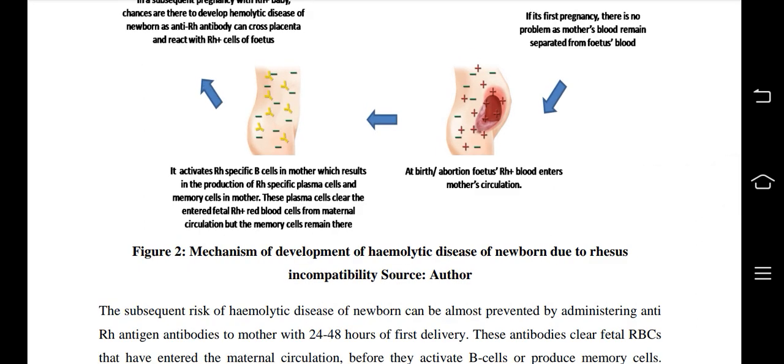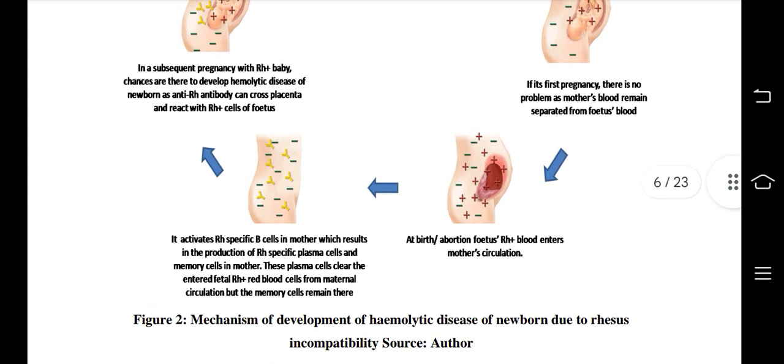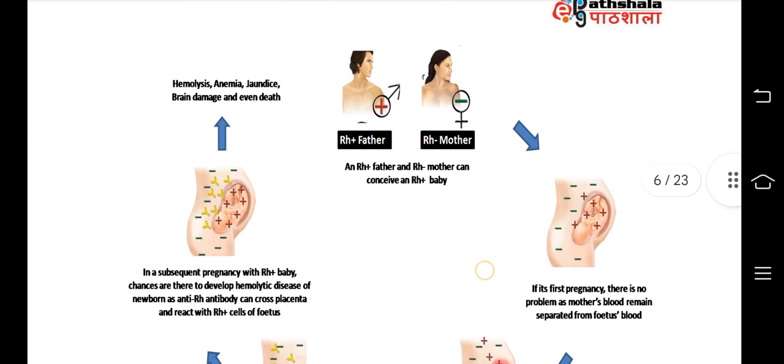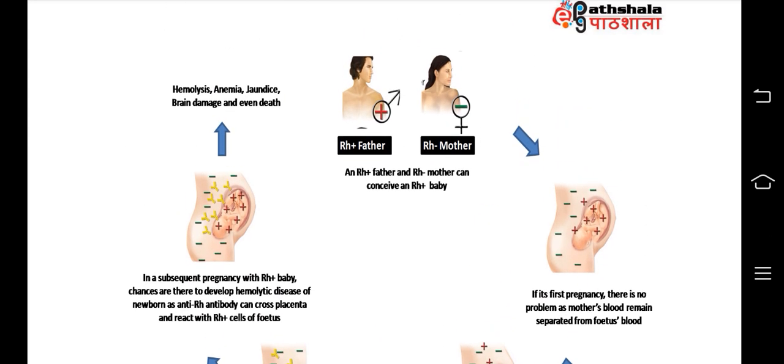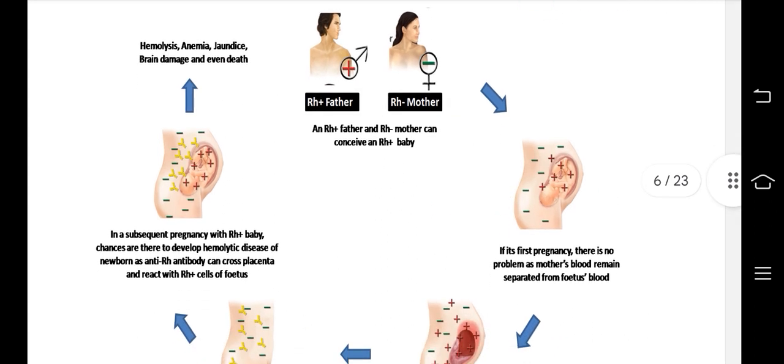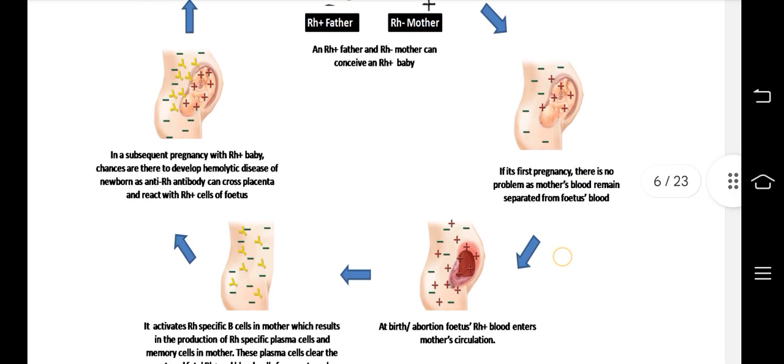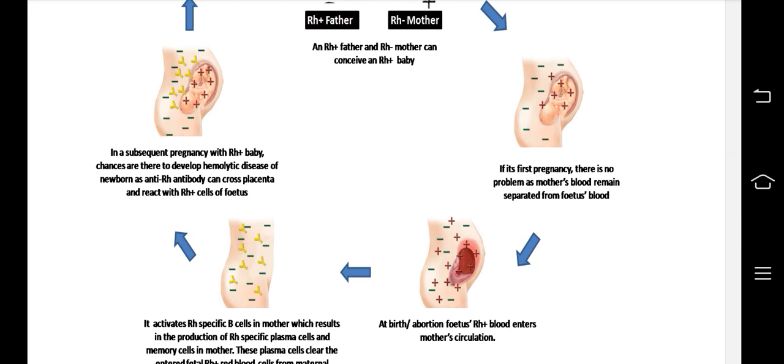Mechanism of development of hemolytic disease of newborn due to Rh incompatibility. First, an Rh positive father and an Rh negative mother can conceive an Rh positive baby. If it is the first pregnancy, there is no problem, as the mother's blood remains separated from the fetal blood. But at birth or abortion, the fetal Rh positive blood enters the mother's circulation.